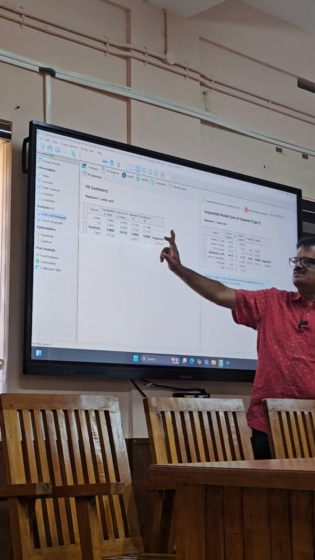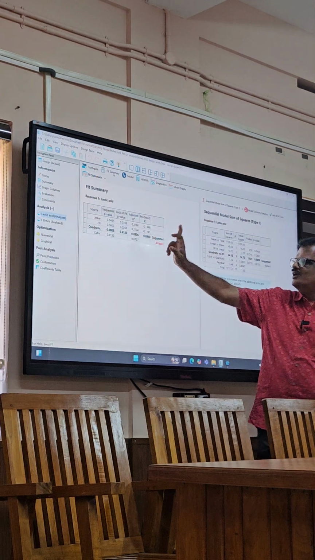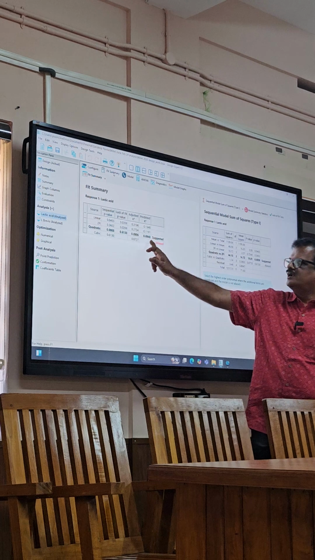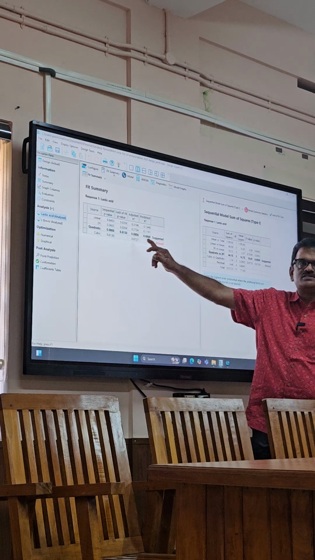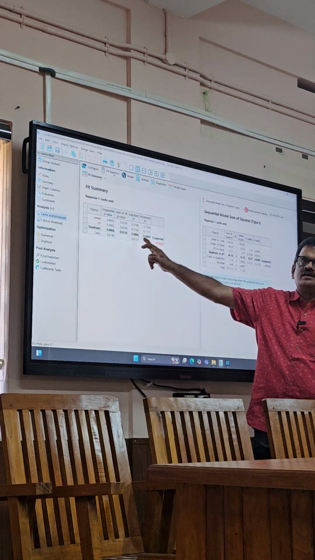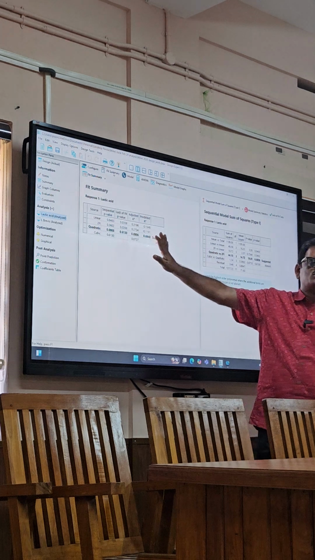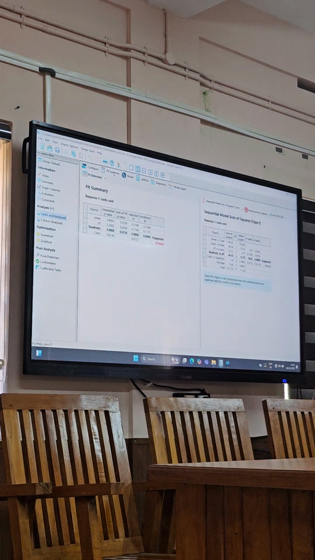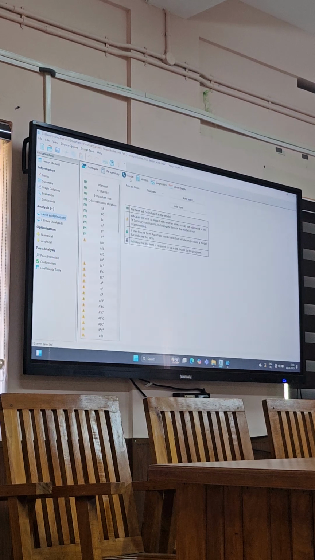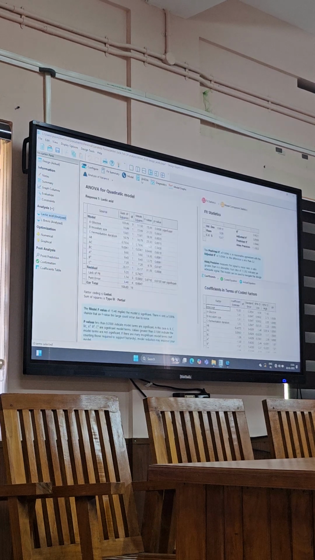The software itself is suggesting this is a good model. Here you can see adjusted R square and predicted R square. The difference should be less than 0.2. It is taken. Perfect. So you can go for the quadratic model. So here also you can see the software itself is giving the suggestion that you can go ahead with the quadratic model. So this is not required, you can directly go to ANOVA.